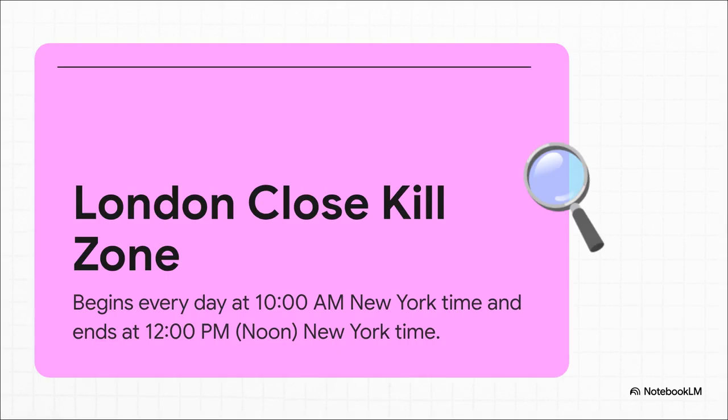And rounding out our key windows, we have the London close kill zone from 10 a.m. to noon. This is our last shot for a high probability move. You'll often see a late day reversal here, or maybe one last push that really caps off the daily range.